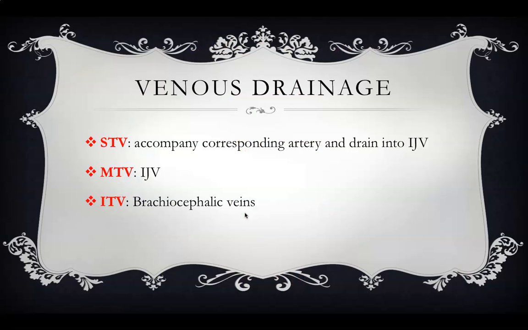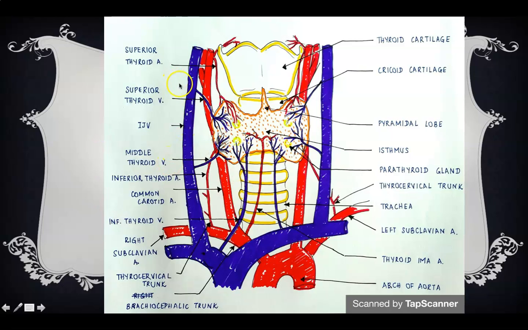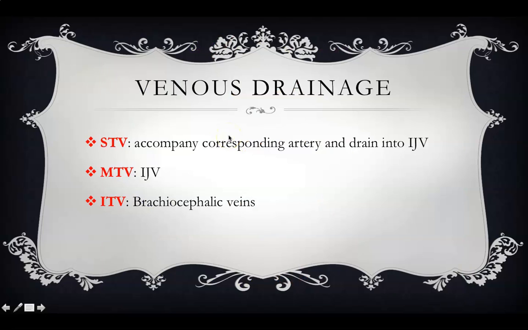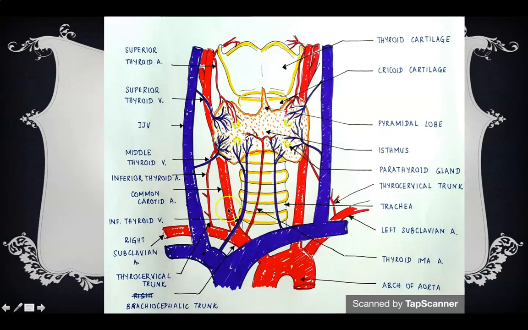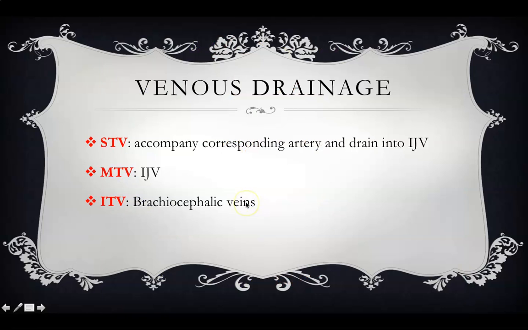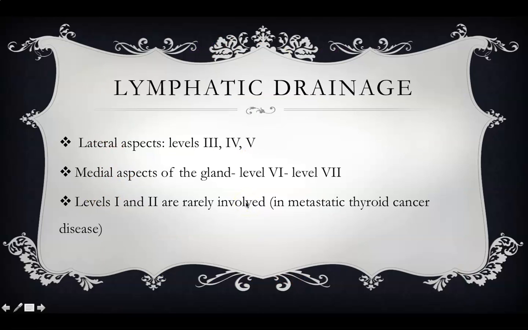Now talking about the venous drainage. We have the superior thyroid vein, which accompanies the corresponding artery and drains into the internal jugular vein. So here is your superior thyroid vein that drains into the IJV. Then we have the middle thyroid vein that also drains into the IJV here. And then we have the inferior thyroid vein that drains into the brachiocephalic plexus. Okay, so that's about the venous drainage.